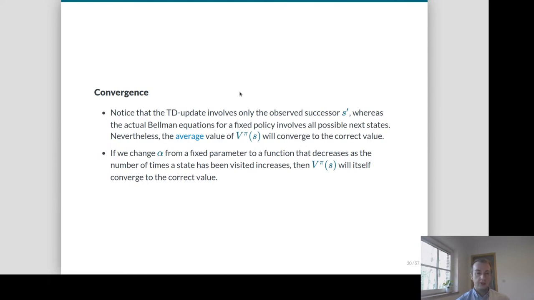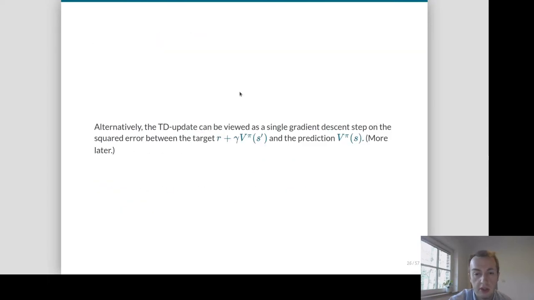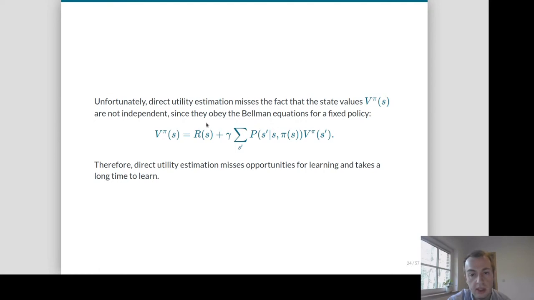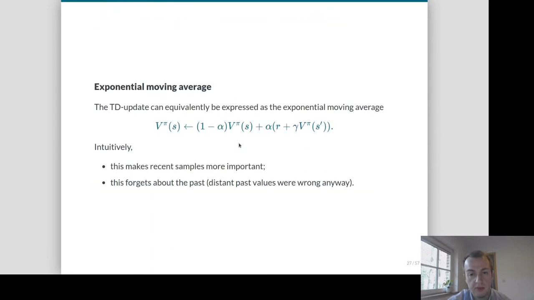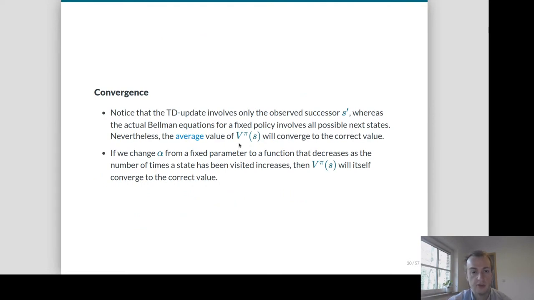All right, so if you repeat this, you could wonder what would happen in terms of convergence. To what values will you converge? So one thing that you can notice is that the TD update involves only the observed successor S prime, whereas the actual Bellman equations for a fixed policy involve all possible next states, right? If you look at the policy evaluation equation for a fixed policy, this one, it involves all possible next states S prime. But in the TD update that we use, we only make use of the successor S prime that you actually observe in the transition that we experience. So this is a bit different, but on average, that will be the same.